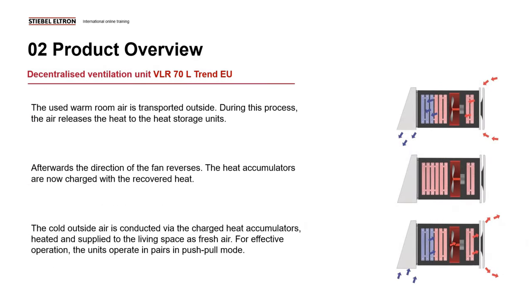Let's talk about the decentralised ventilation unit VLR 70L Trend EU in push-pull operation mode. These units work in pairs. While one is pushing warm, stale air out of the property, the other pulls in cooler, fresh air. When the unit is pushing air out of the property, it's transported across the aluminium heat exchanger, which charges with that heat energy. So when the fan direction is reversed and the unit starts to pull air from outside, it can pick up that heat energy and release it back into the property with 89% efficiency.